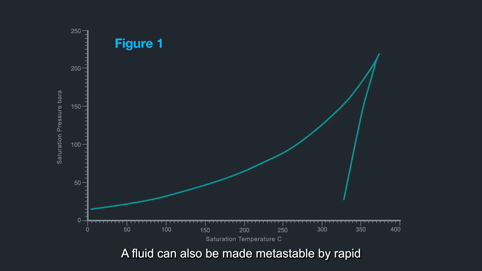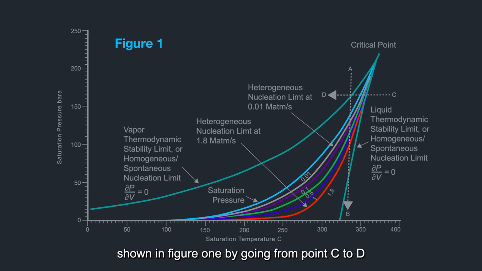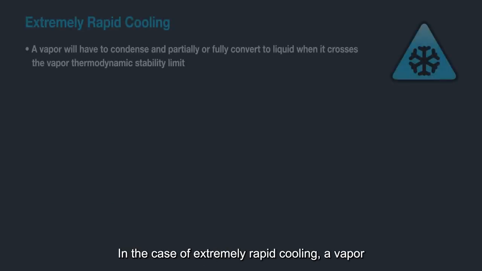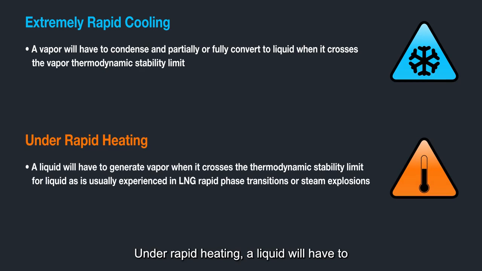Rapid phase transitions, RPT. A fluid can also be made metastable by rapid heating or rapid cooling at constant pressure, as shown in Figure 1, by going from point C to D, rapid cooling, or by going from point D to C, rapid heating. In the case of extremely rapid cooling, a vapor will have to condense and partially or fully convert to liquid when it crosses the vapor thermodynamic stability limit. Under rapid heating, a liquid will have to generate vapor when it crosses the thermodynamic stability limit for liquid, as it usually experiences in liquefied natural gas, LNG, rapid phase transitions, or steam explosions.